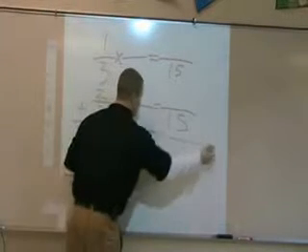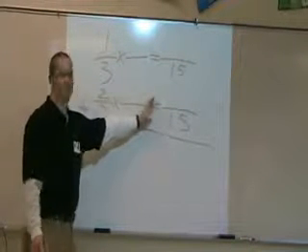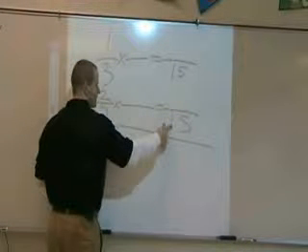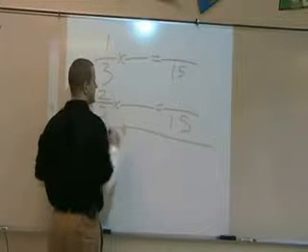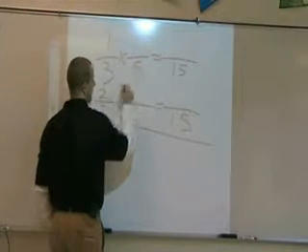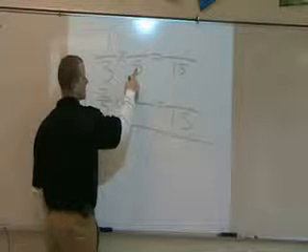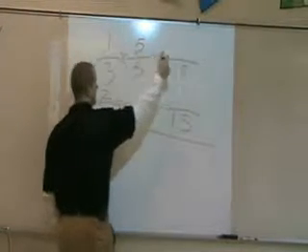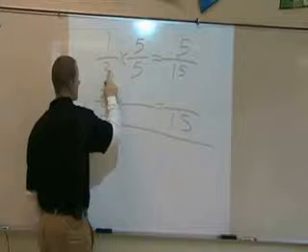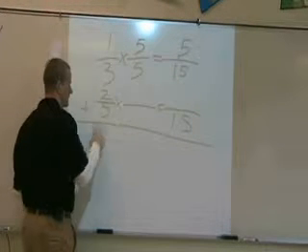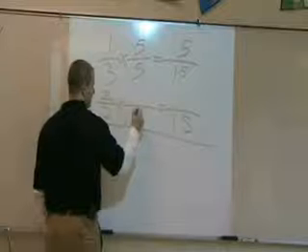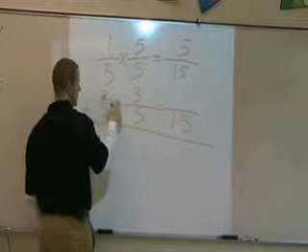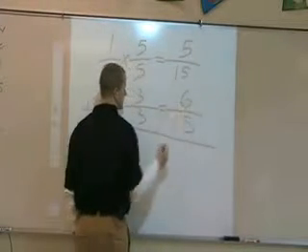15. Now, when I set out problems like this, I do this visually because I want my kids to see 5 times what equals 15. 3 times what equals 15? Well, 3 times 5 equals 15. So if my denominator is 5 over here, I have to multiply my numerator by the same thing. So 1 times 5 is 5. So 1/3 equals 5/15. 5 times what equals 15? 3. So now if my denominator is 3, my numerator has to be 3. So 2 times 3 equals 6.